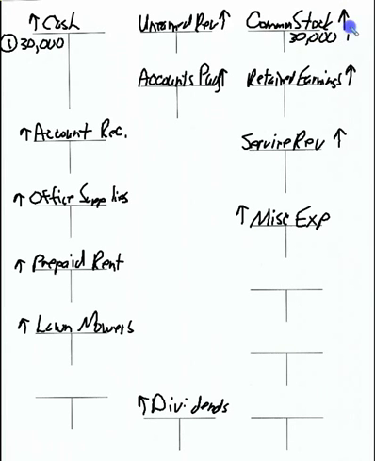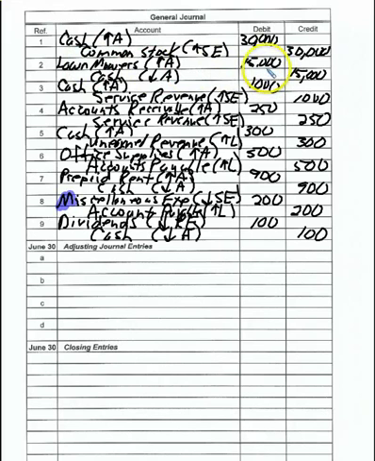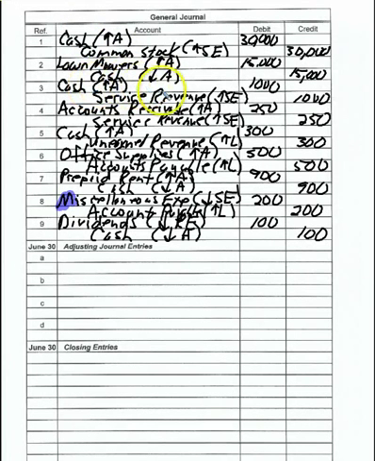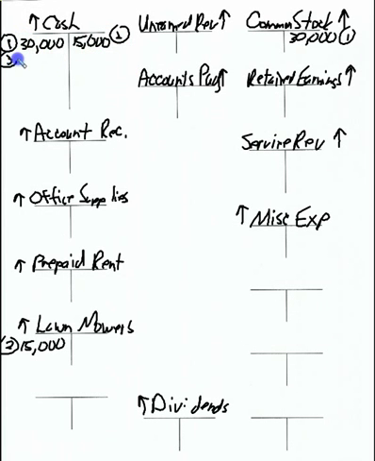So I have a debit and a credit. Second transaction, debit lawnmower, credit cash, $15,000. So I debit the lawnmower, $15,000, and I go to the cash and credit it, $15,000. Again, debits on the left, credits on the right. So I have a debit and a credit. Number 3, debit cash, credit service revenue, $1,000. So number 3, we debit cash, $1,000, credit service revenue, $1,000.